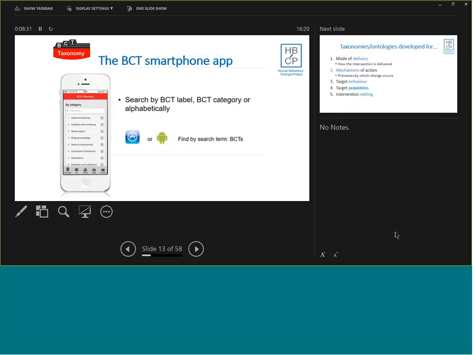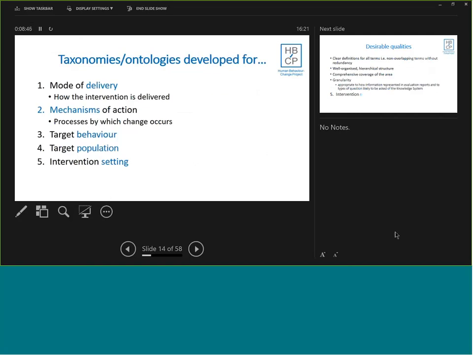Anybody who wants an easy reference, there's a smartphone app developed by an enthusiastic PhD student of mine, which is actually very handy because it has the definitions and the groupings of all 93. We've gone on to develop similar ontologies for the mode of delivery, so how the intervention is actually delivered, the mechanisms of action, the processes by which the change occurs, the target behaviour, the target population, and the intervention setting. And I'll say more about this later.